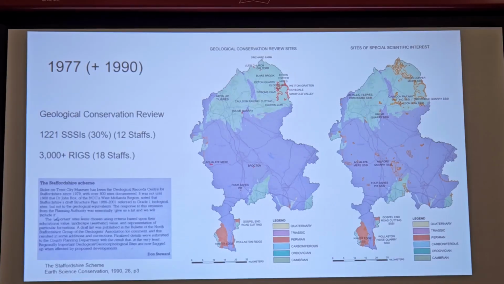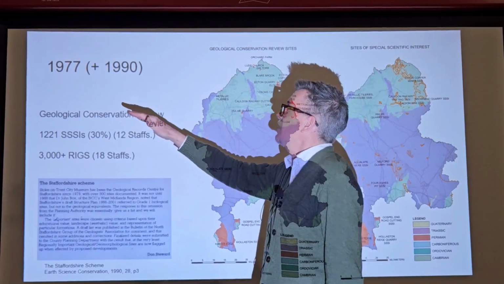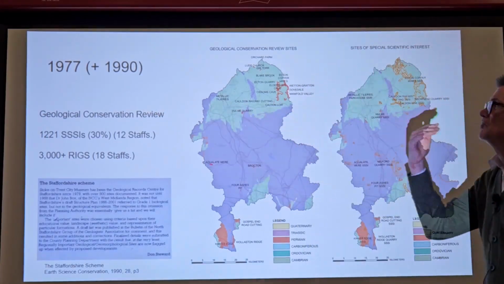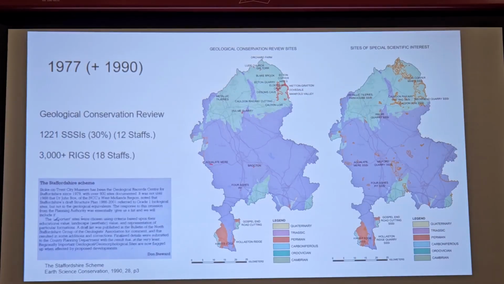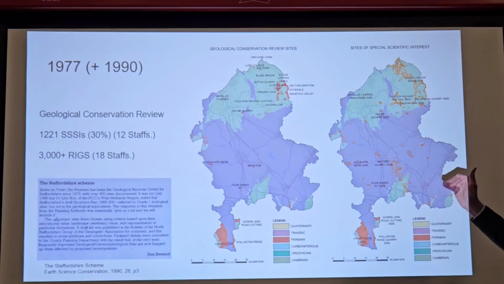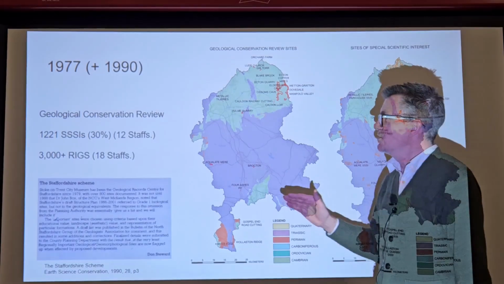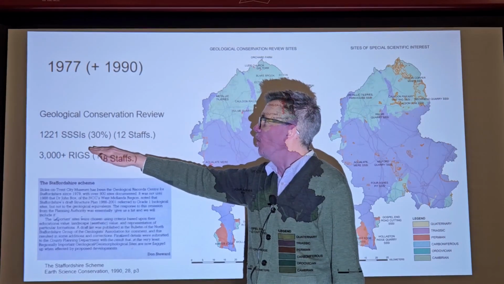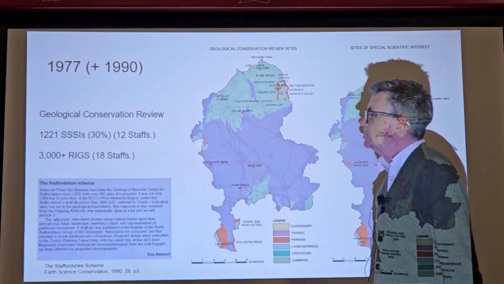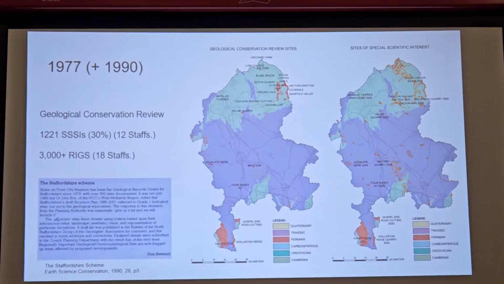And that review, over a period from 1977, a period of intense activity through to the early 90s, 1990, 1991, created a list of what we call Geological Conservation Review sites, covering every topic of geology that you can think up. And that list of sites, the GCR sites, provides the underpinning and the foundation for our network of geological sites of special scientific interest.